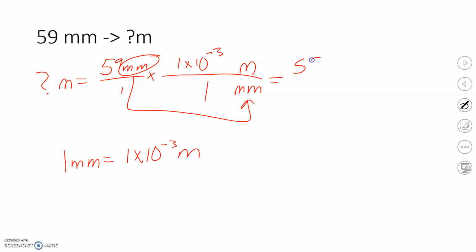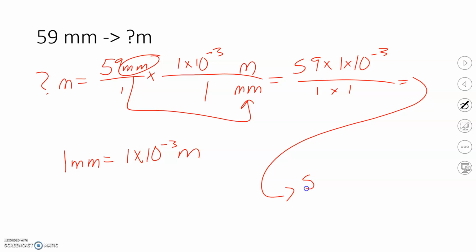So when we look at our numbers, 59 times by 1 times by 10 to the negative third, all over 1 times 1. And so what we end up getting, I've already ran out of room, so 5.9 times by 10 to the negative second meters.